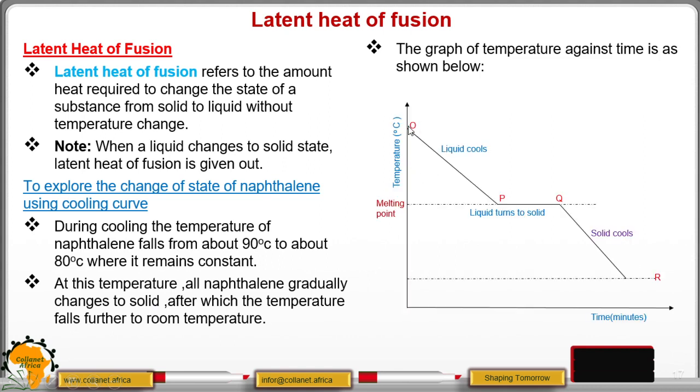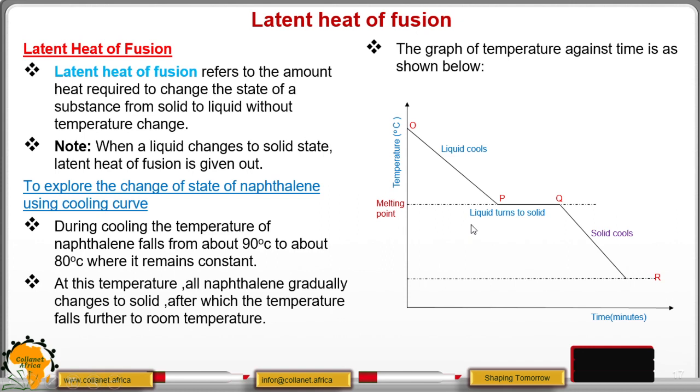We have the liquid naphthalene here. It's cooling. So OP represents the liquid cooling, and there is change in temperature. As you can see, the temperature is falling. But at points P and Q, there is no change in temperature, which implies that the energy that is being lost here is not changing the temperature, but all that is happening is that liquid is turning into solid. This is what we call the melting point.